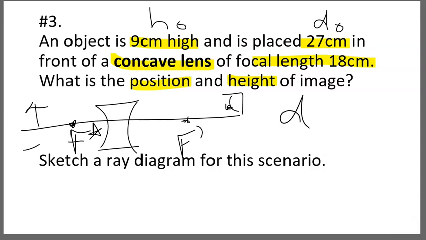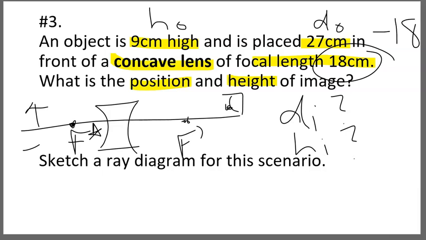So I want to know what is the position of the image and the height of the image. All right, that's our focal length, and we just said it was negative, so that's going to be negative 18 centimeters. And then we're going to draw a ray diagram for this scenario to make sure our numbers add up. So first, let's solve for our DI and HI.